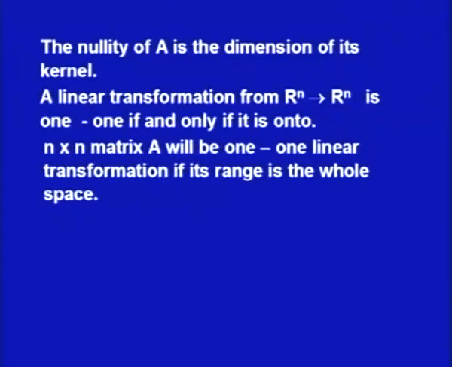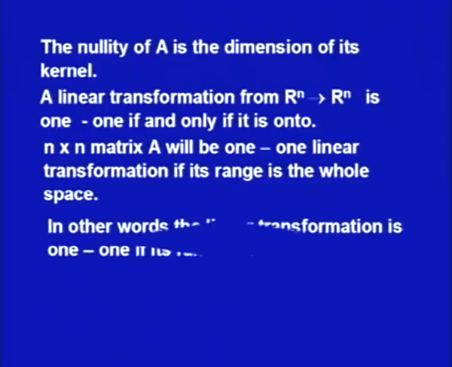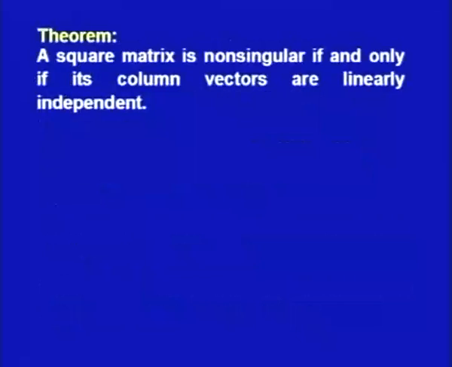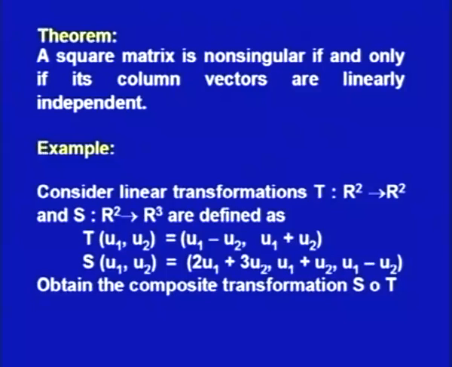An n by n matrix A will be a 1 to 1 linear transformation if its range is the whole space. In other words, the linear transformation is 1 to 1 if its rank is n. And this means that the maximum number of linearly independent vectors is n. And accordingly, a square matrix is non-singular if and only if its column vectors are linearly independent. This is the result with which we have started.